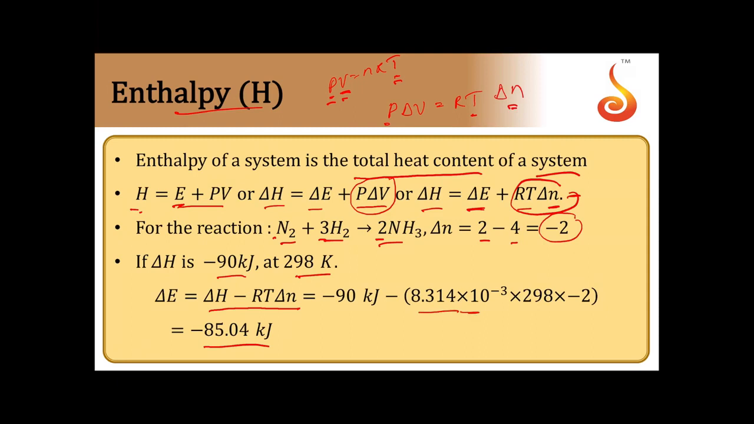So this is how to calculate the problems related to delta H and delta E, and delta N stands for number of moles of gaseous products minus number of moles of gaseous reactants.